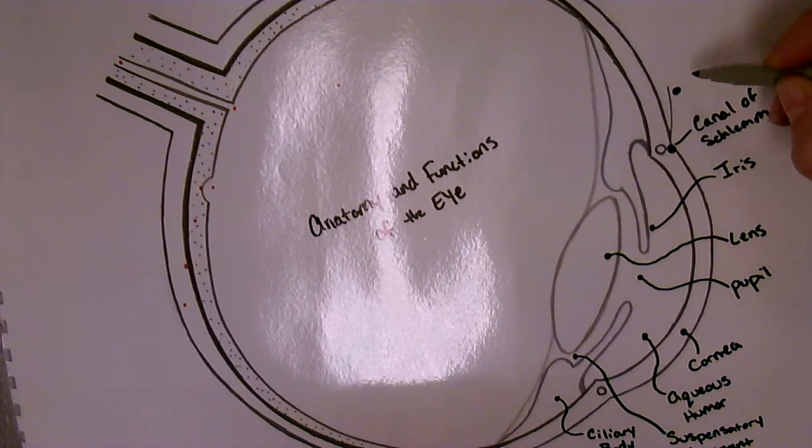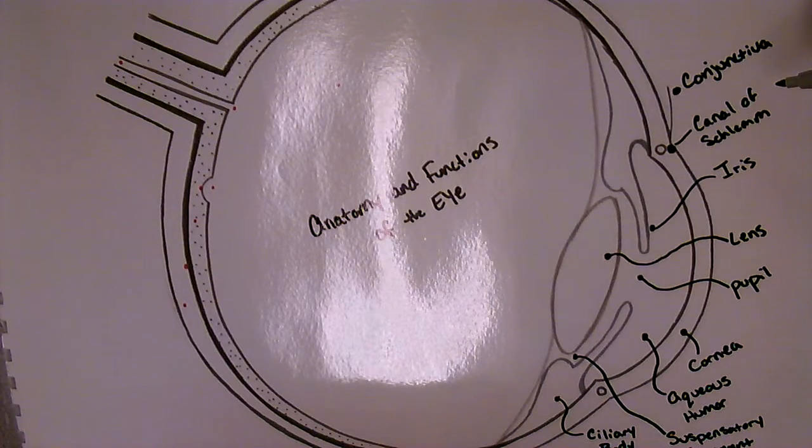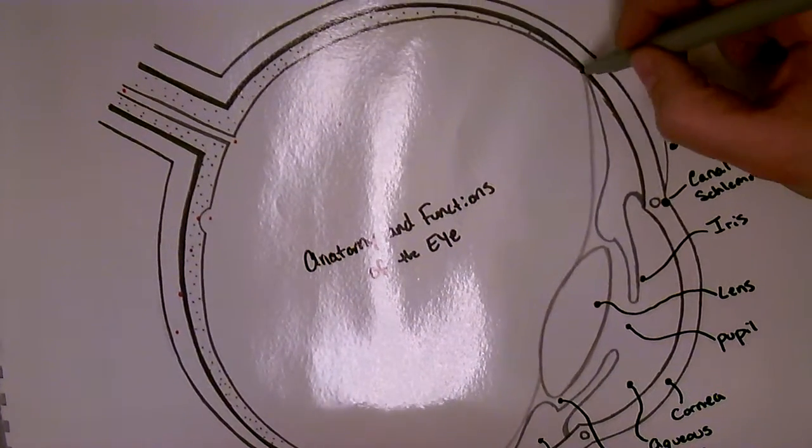Here we have the conjunctiva. And the conjunctiva is the thin lining inside of the eyelid that covers the sclera. It helps lubricate the eye by producing mucus and tears. It does not produce as much mucus and tears as the lacrimal gland, but it definitely contributes.